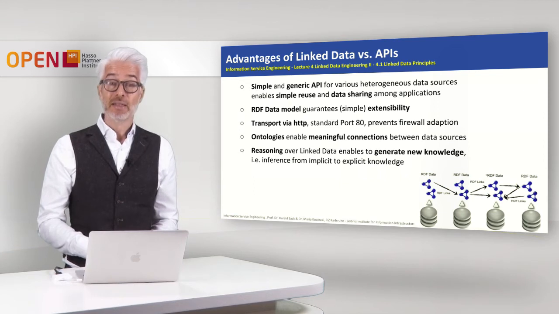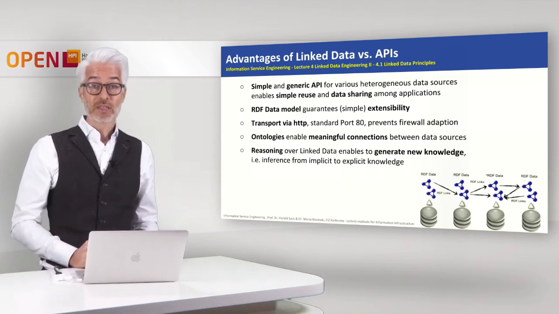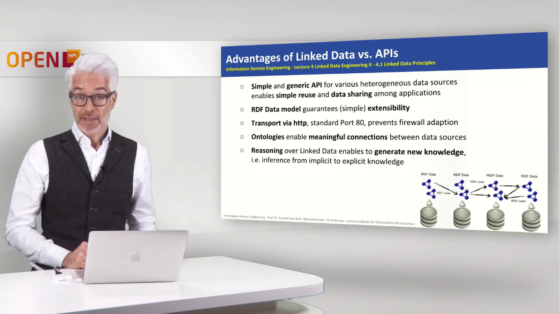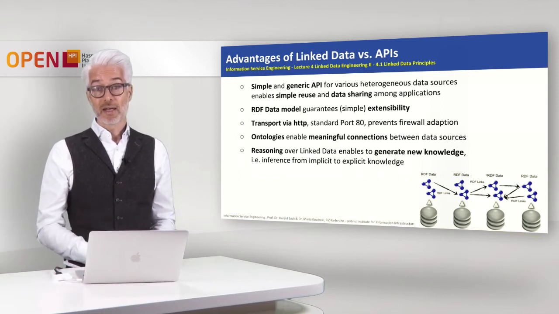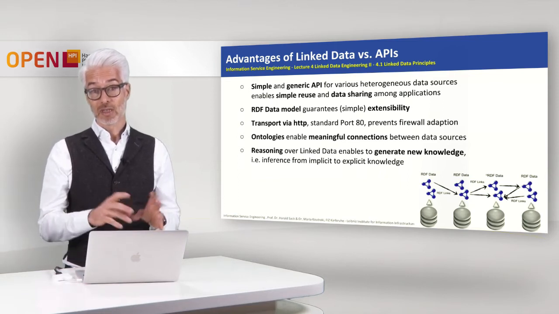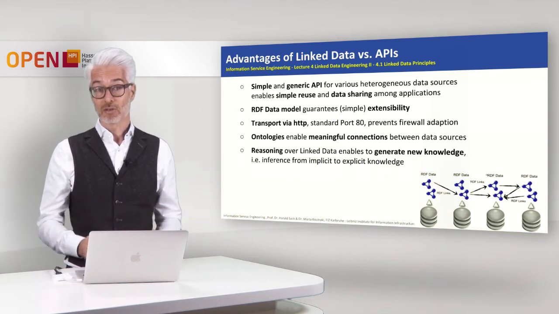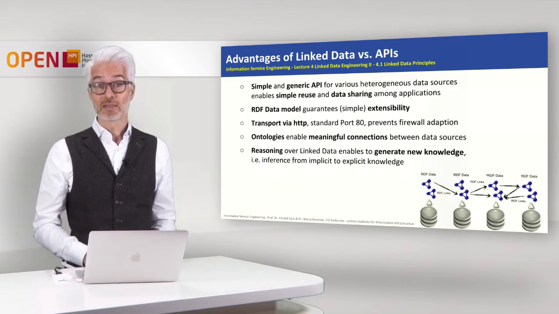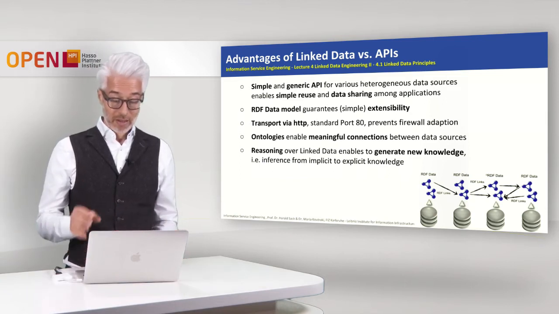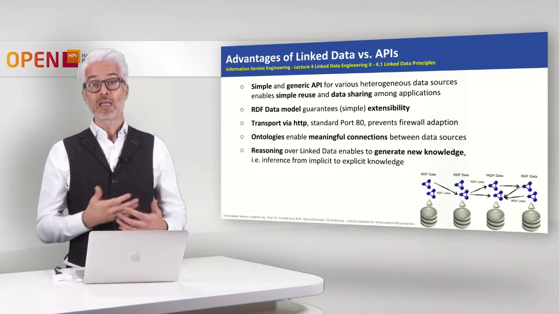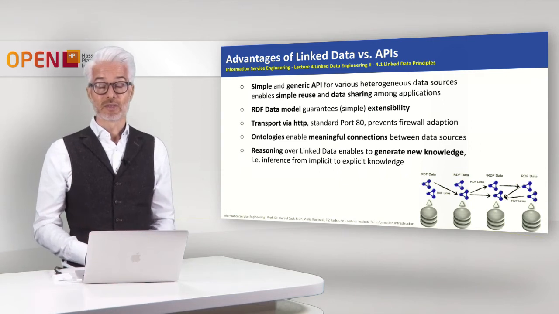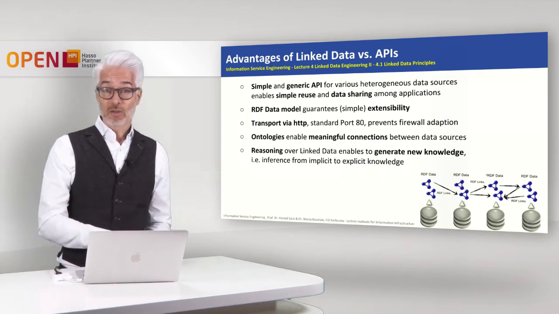On the other hand, if you want to access the data, you use HTTP via the standard port 80, which means this is communication which is usually always supported within an organization without taking care of any firewalls. For example, you don't have to use exotic ports or an exotic transport protocol. No deal with that. You use the standard HTTP mechanism over the standard web port. Another plus point is that you use ontologies which enable you to make meaningful connections between your data sources and really to understand what these connections mean.